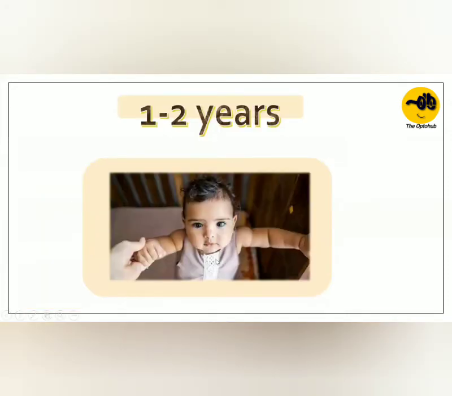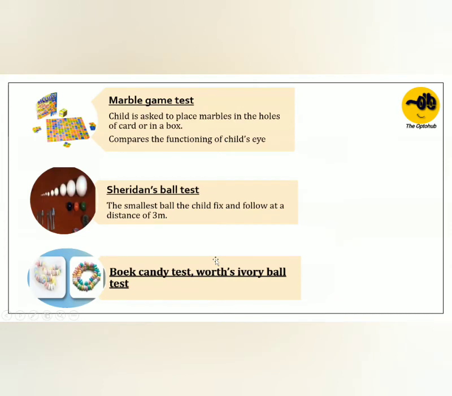So next is for 1 to 2 years of kids. इसमें marble game test में what we do is the child is asked to place the marbles in the holes of a card or a box, and this is not for checking the visual acuity of the child. It will assess the visual functioning of child's eye. Next, Sheridan's ball test. तो इसमें जो भी smallest ball the child will fix and follow at a distance of 3 meters will be the visual acuity of that child. And other such tests are boy candy test, Wirth's ivory ball test.